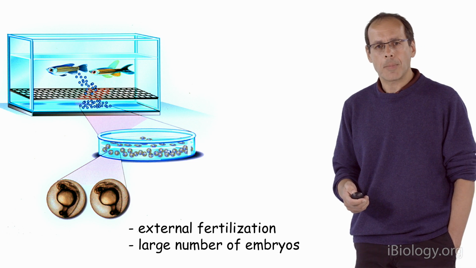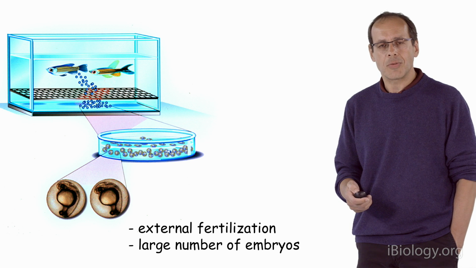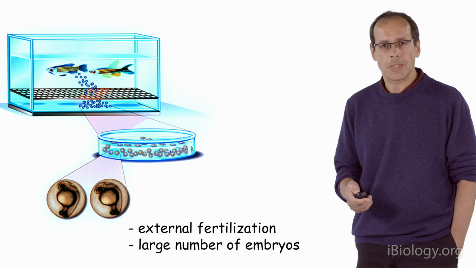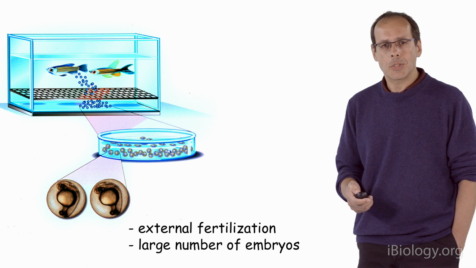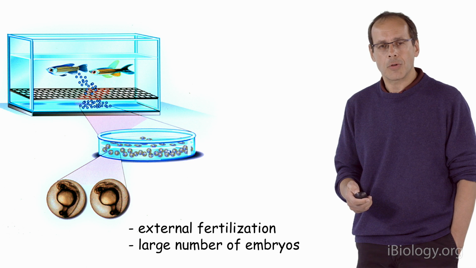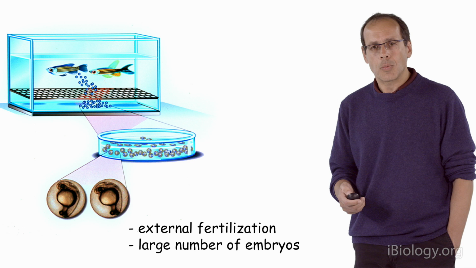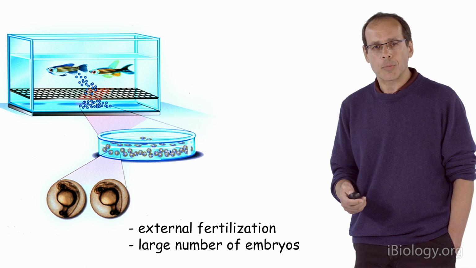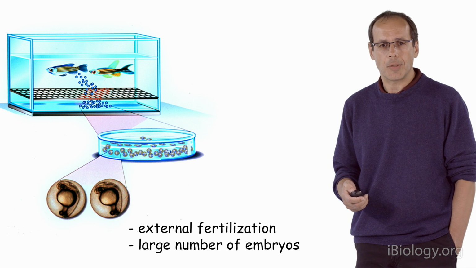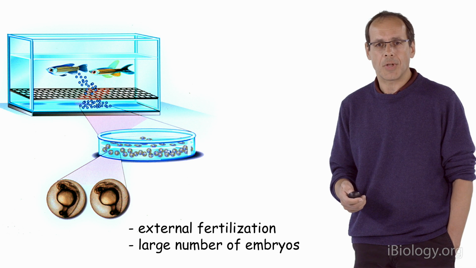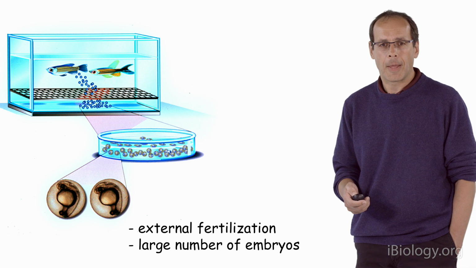And so from single pair matings, you can get a large number of embryos, which of course for a genetic screen is key. And also in terms of development, you can see that fertilization is external, which means essentially that one can visualize and manipulate these embryos from the onset of development. And this of course is very important in terms of trying to observe development as it takes place.